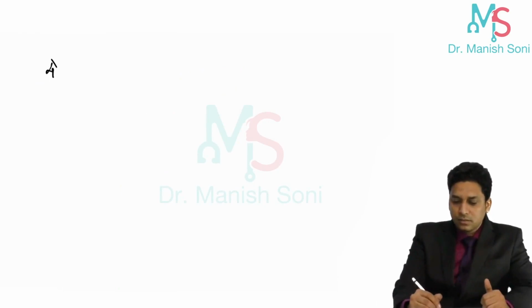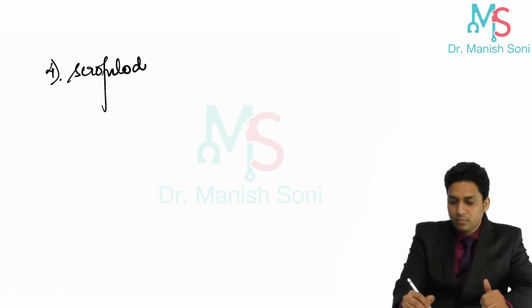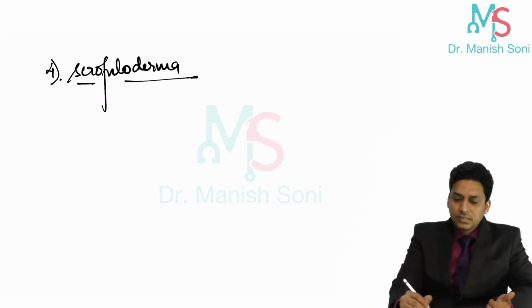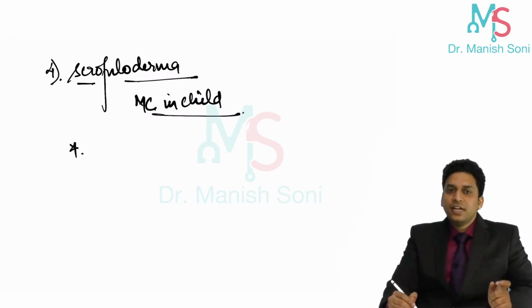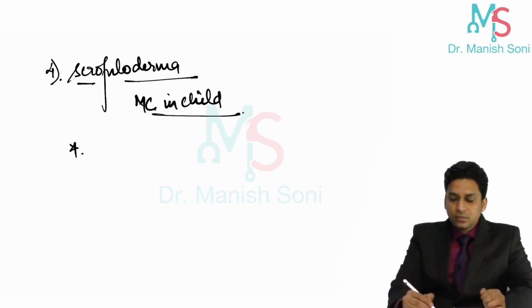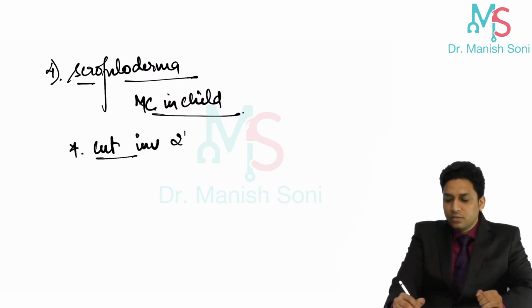Next is scleroderma. Now scleroderma is the most common type in children, and as I told you, it occurs due to contiguous spread. So cutaneous involvement occurs secondary to an underlying tubercular focus.